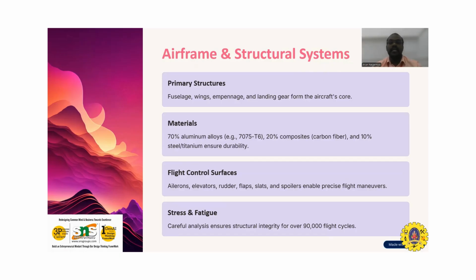In materials usage, generally the aircraft skin will be totally aluminum. 7075 T6 alloys can be used. Some carbon fiber composites will be used in the honeycomb structures. Only 10% of steel and titanium will be used, in the engine sections.